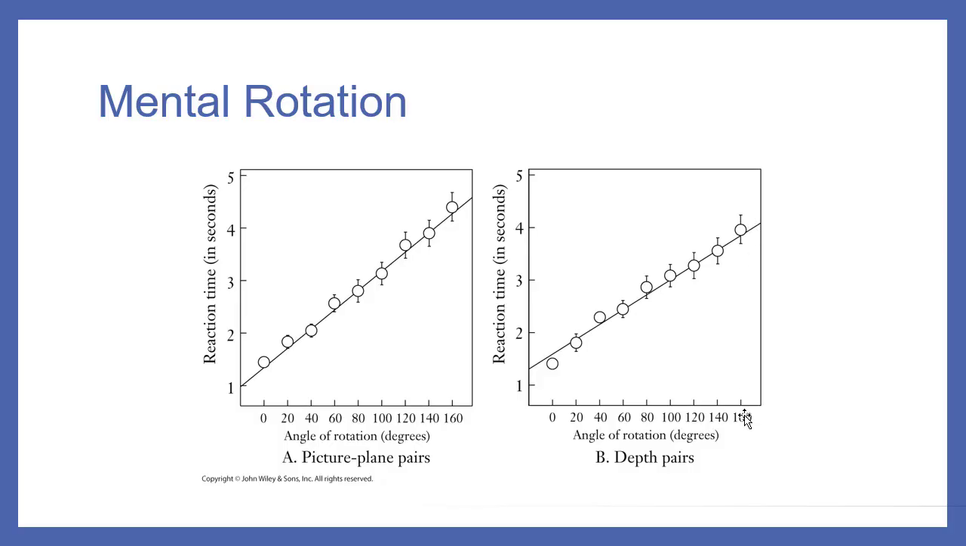But what's also interesting is that once you get up to the 160-degree mark for the depth pairs, that's still less than about 4 seconds. But for the 160-degree mark for the picture plane pairs, that's more than 4 seconds. So there is something interesting about that. Even though there's a lot more variation in the depth pairs, overall the total time it takes to rotate a 160-degree rotation pair is more for the picture plane pairs. I haven't done the statistics on it, but it's more than 4 seconds, and for the depth pairs, it's only just shy of 4 seconds. So kind of an interesting finding there.